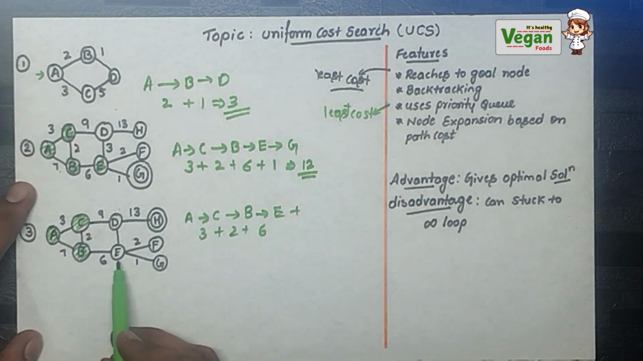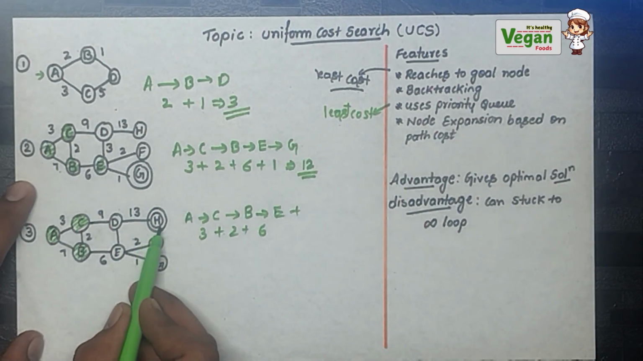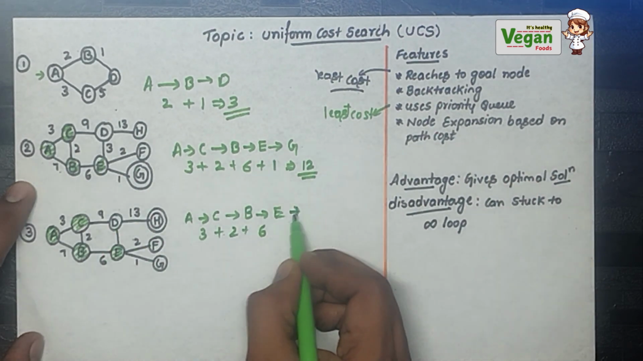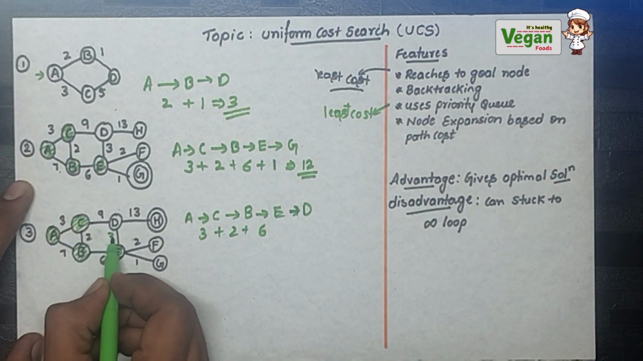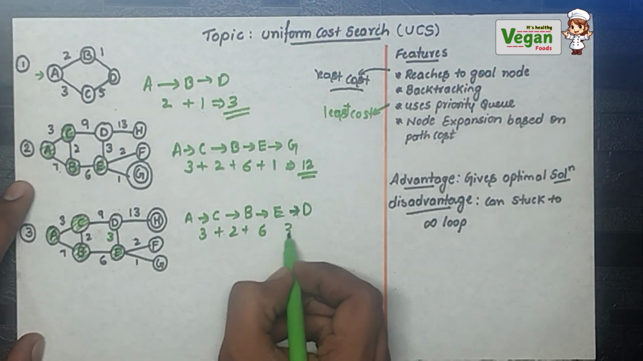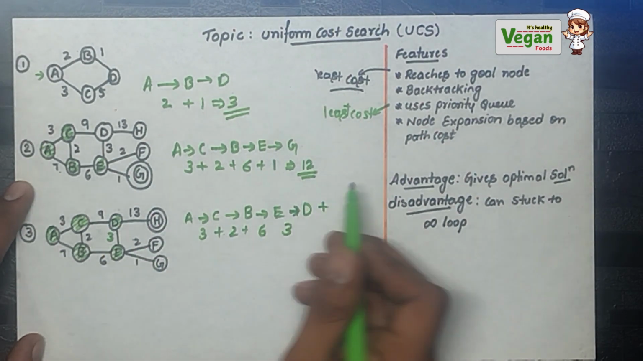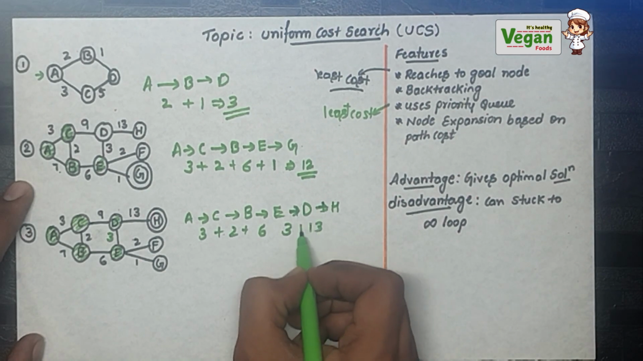Now from E I can go to F, G, or D. I need to reach my goal state H, so to go to H I must go from E to D only. So E to D my cost will be 3. Same diagram, I forgot to write 3 here. So 3, plus from D I must go to H. Only one possible path is there, D to H. So it will be 13.